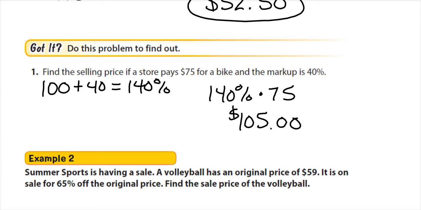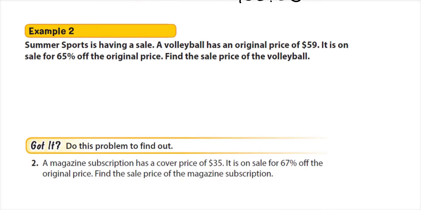All right, let's look at example 2. It says, Summer Sports is having a sale. A volleyball has an original price of $59. It is on sale for 65% off the original price. Find the sale price of the volleyball.